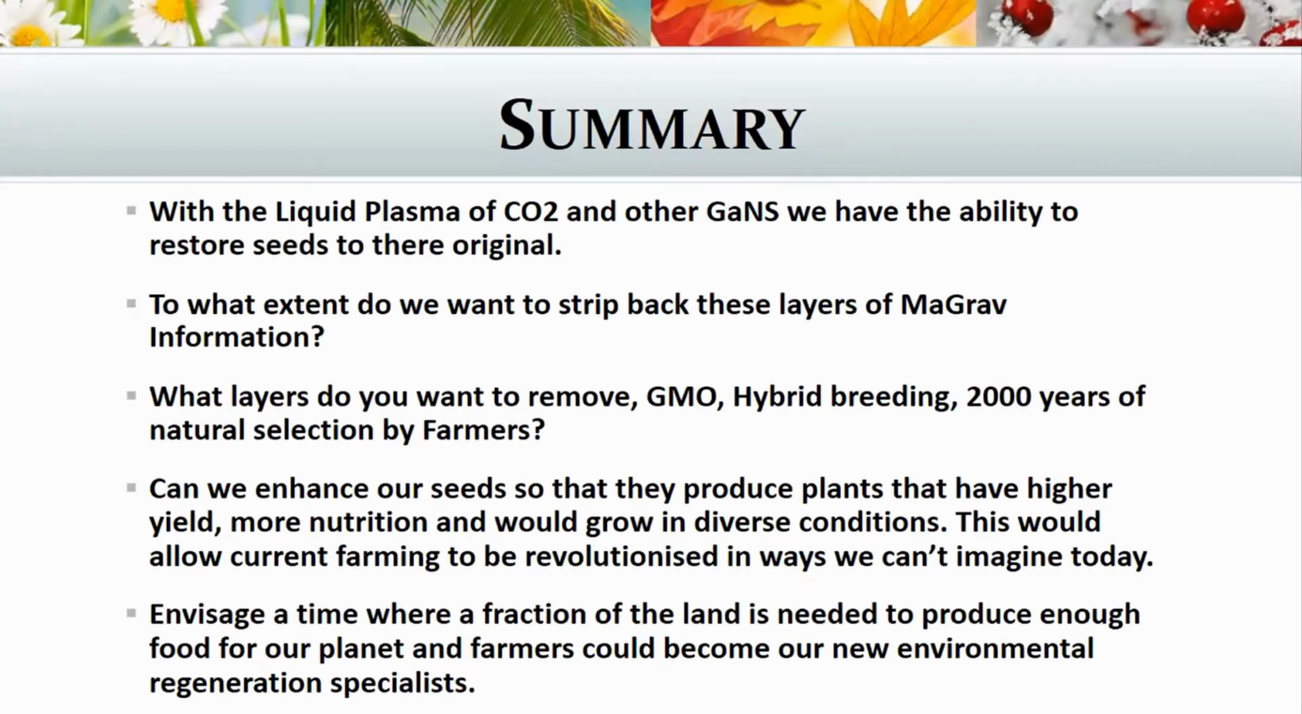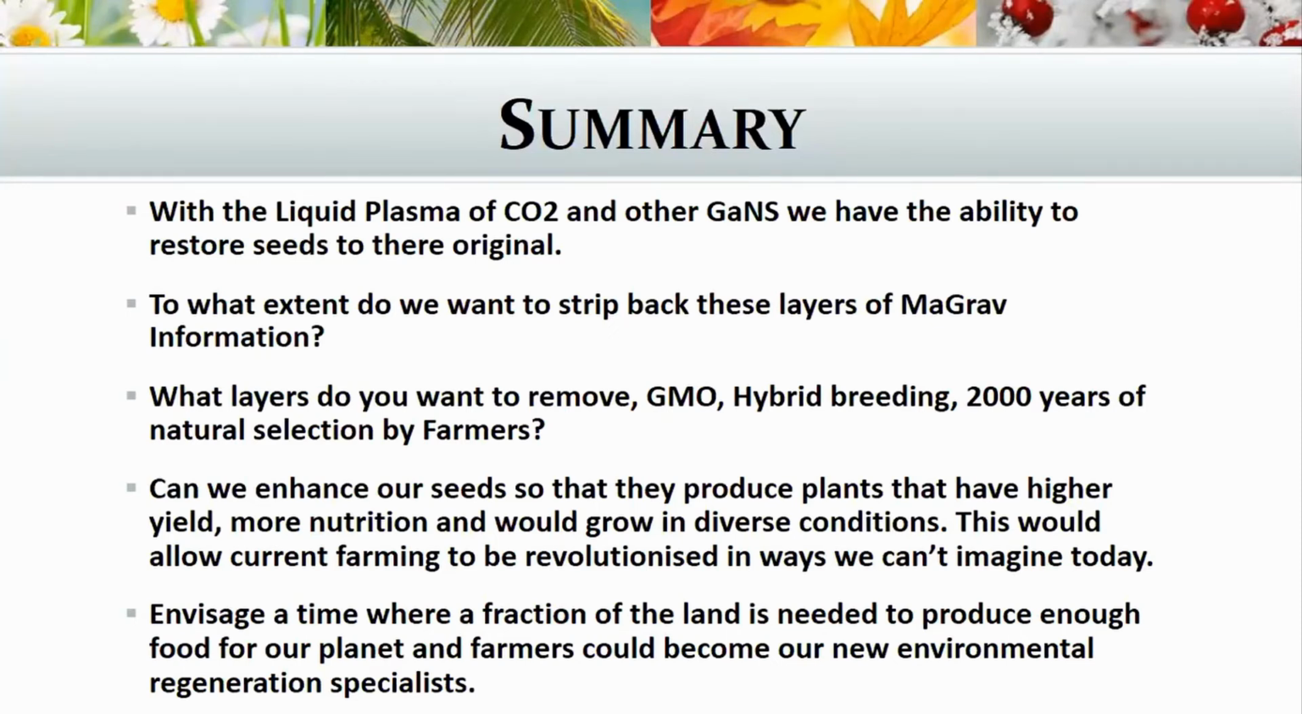By the same token, by removing certain layers of information from these seeds, I think eventually with science we can also enhance the seed. So we can go one way and we can also go the other way. We can add certain MaGrav fields to our current seeds so that we can produce plants which have higher yields, more nutrition, and are able to grow in more diverse conditions. So we can grow a lot more crops in desert areas, which we haven't been able to do before, or grow in very high rainfall areas. So we're able to add conditions and information to seeds for our benefit. This would allow current farming to be revolutionized in ways that we haven't been able to imagine yet.